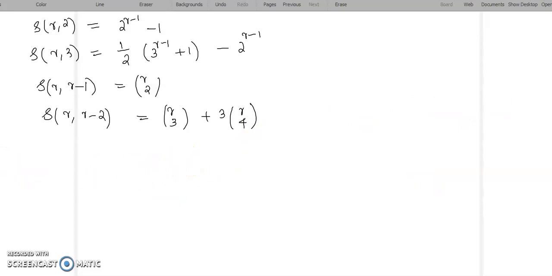So before that, we will show a recurrence relation. Earlier we saw a recurrence relation for the Stirling's number of the first kind. Similarly, for the Stirling's number of the second kind, you have a recurrence relation which will help us in finding the Stirling's number.